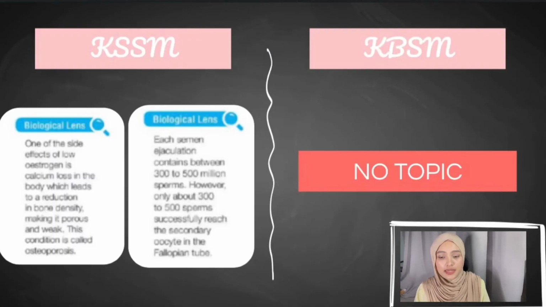Next, I will explain the difference of key concept for chapter 15 in KSSM textbook and KBSM textbook. As for KSSM textbook, it only contains 2 key concepts, which are biological lens. As for KBSM textbook, there's no key concept because this topic is not relevant in KBSM textbook.